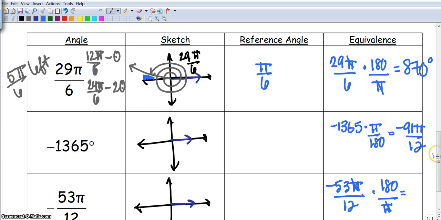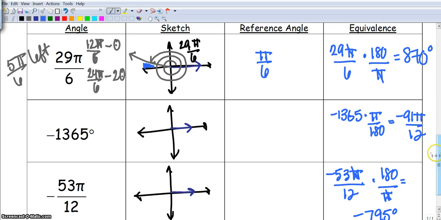All right, negative 1,365. So basically you need to figure out how many 360s go into this. So you can add 360, add 360, add 360. You should notice that you can get 1,080 degrees, which is 3 circles out of this 1365. And when you do that, you have 285 degrees left over. Don't worry about the fact that this is a negative, it just means you're going the other direction.